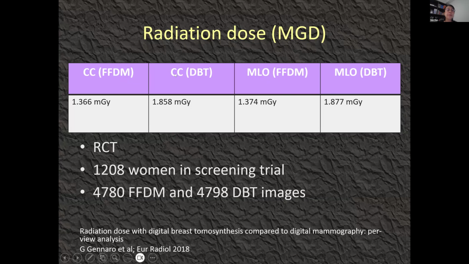For the DBT, the CC view was around 1.86 milligray. Similarly, it was around 1.88 for the MLO DBT view. So you can see that the DBT views showed a modest increase in dose compared to the FFDM views. However, both doses are still way below the 3 milligray standard that has been set out.